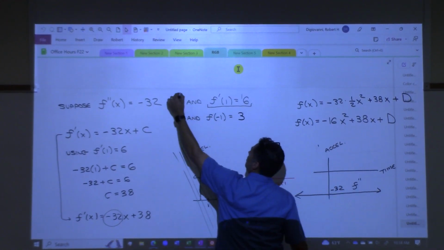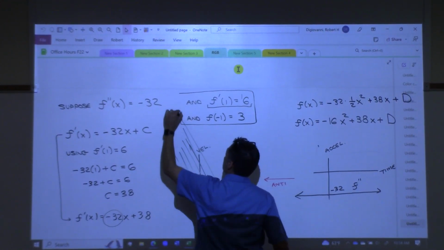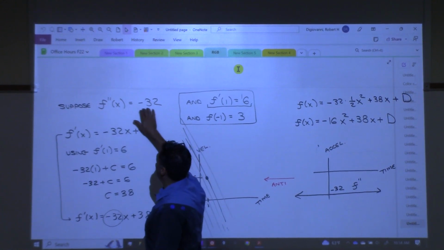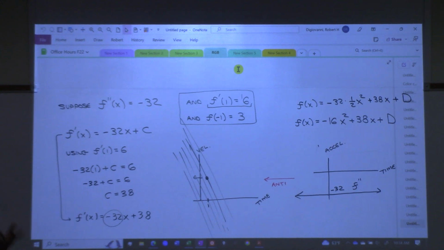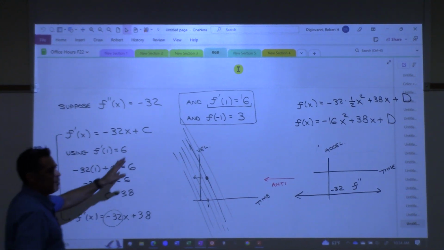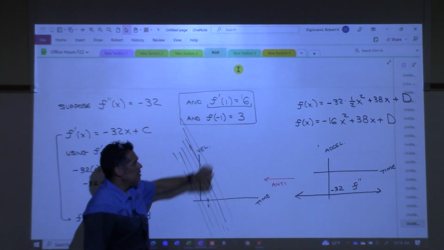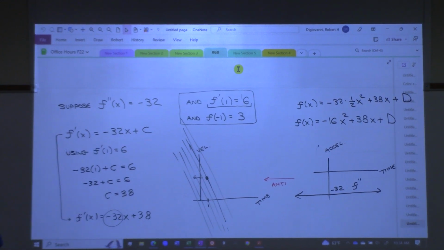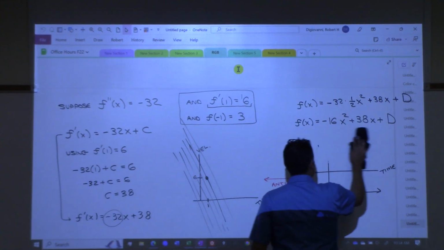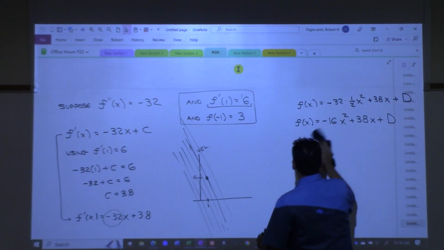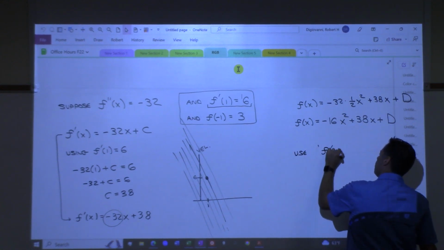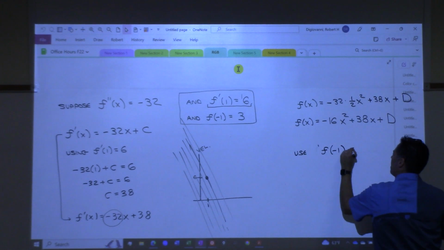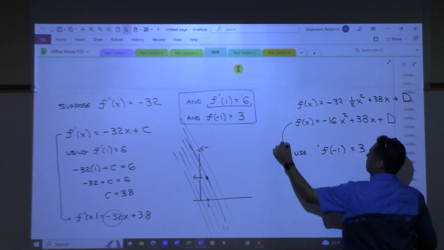So please understand that when I presented this problem originally, when I said, suppose the second derivative is negative 32, and I wanted you to go all the way back to f, that was not enough information. I had to provide you more. So there's the more I've provided. Now I'm going to use the fact that when I plug negative 1 into the function, I get 3. And I'm going to use this line right here.